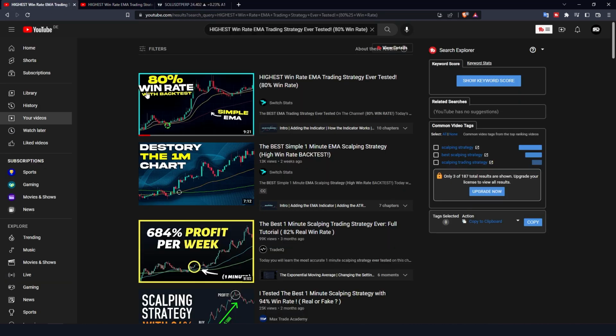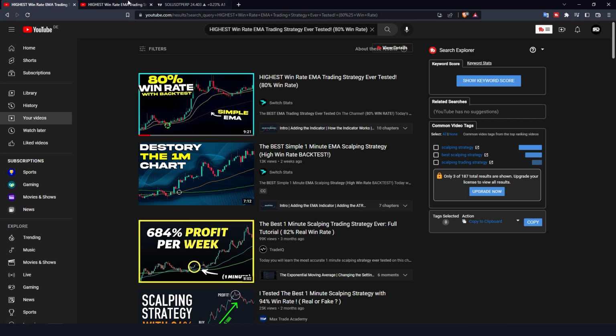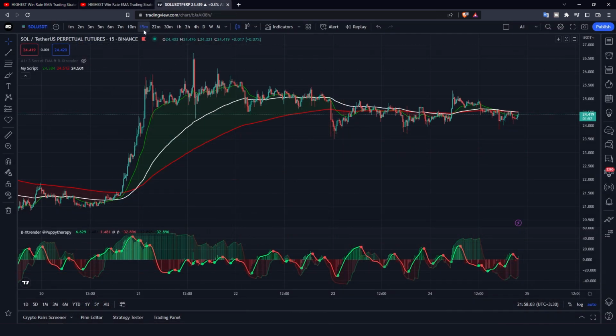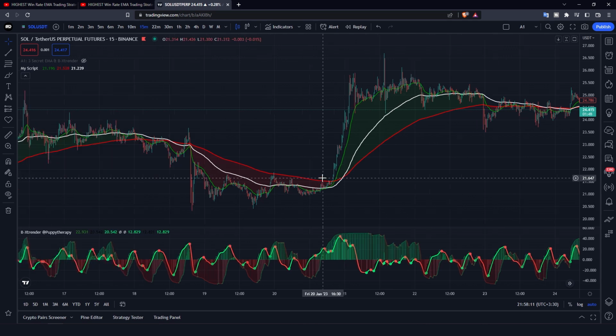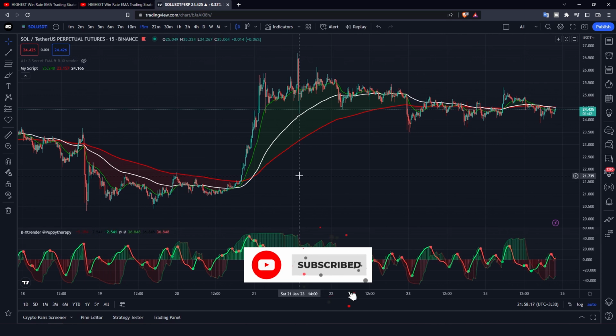Well, today we're going to test this strategy. The name of this strategy is the highest win rate EMA trading strategy ever tested with 80% win rate, with this cover that you see here. Let me give a brief explanation of this strategy. It contains 3 EMA lines, as you can see here, and another indicator down here. It should be on the 15 time frame on any currency that you want. Okay guys, this is a good strategy and we're going to see how it works. Then we are going to test this strategy with coding.